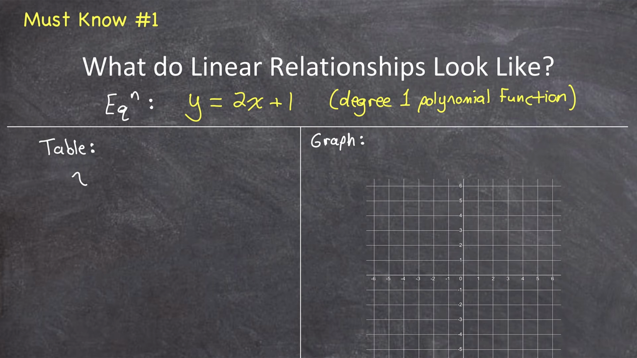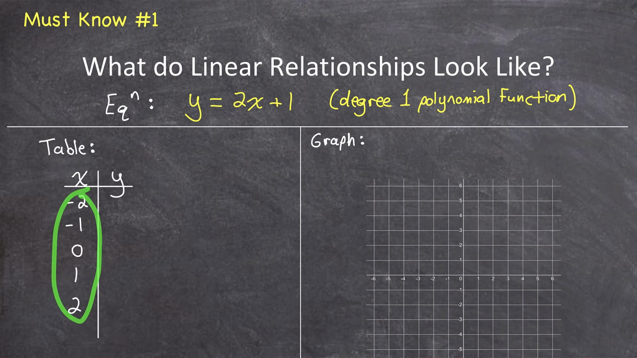If I were to make a table of values for this equation, I could choose any values I want for x. I'm going to make sure I choose values that are evenly spaced, so I'll choose from -2 to 2 going up by 1s, and then I'll calculate their corresponding values of y by taking each of those x values, subbing them into my equation that tells me the relationship between x and y. So for example, if x is -2, y would be 2 times -2 plus 1, which is -3.